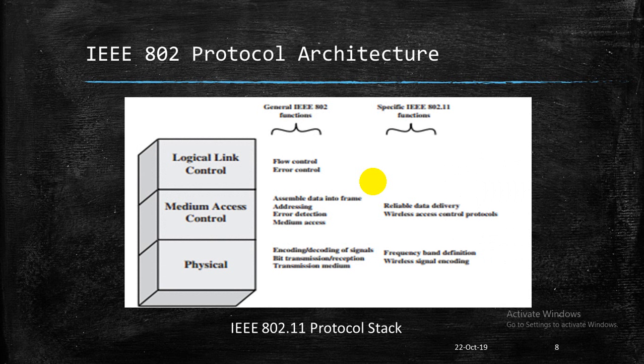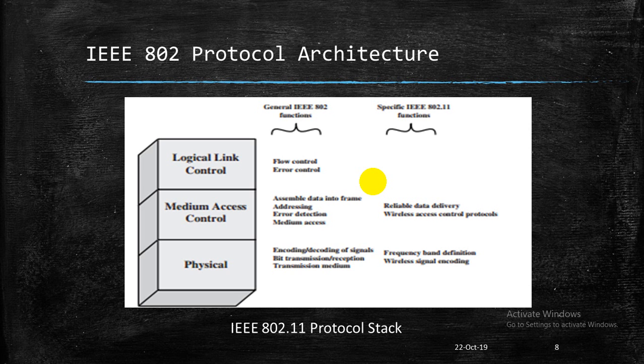Here is the protocol architecture of the IEEE, which is named the IEEE 802 protocol architecture, and there are three parts in it: logical link control, medium access control, and physical layer, which is the lowest part of the OSI model of networking.